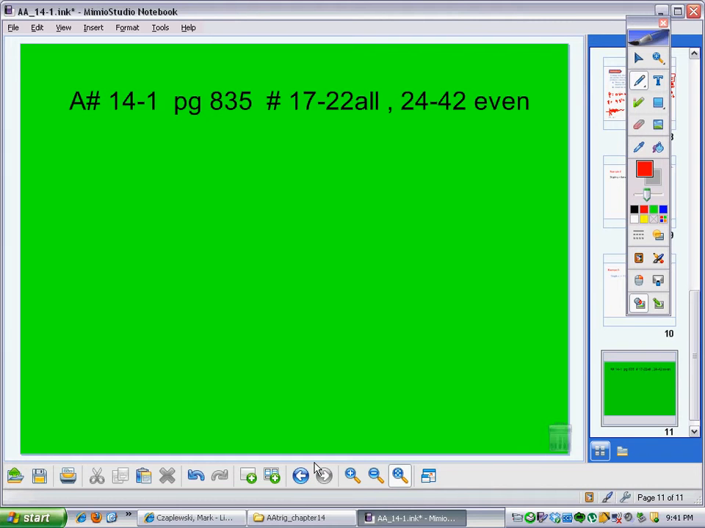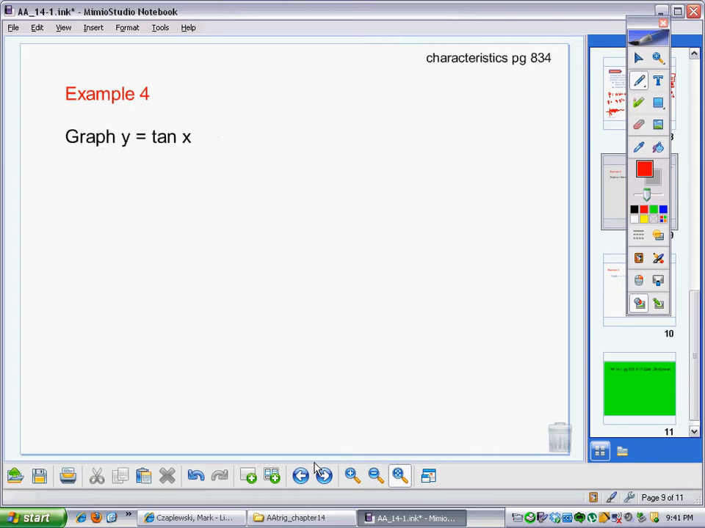There is a tangent problem, number 22, so I guess I'm going to have to go back and show you a tangent real quick. Tangent is slightly different than sine and cosine. I'd like you to take a peek at page 834. One biggest difference is that the period is not 2 pi divided by b, it's only pi divided by the absolute value of b.